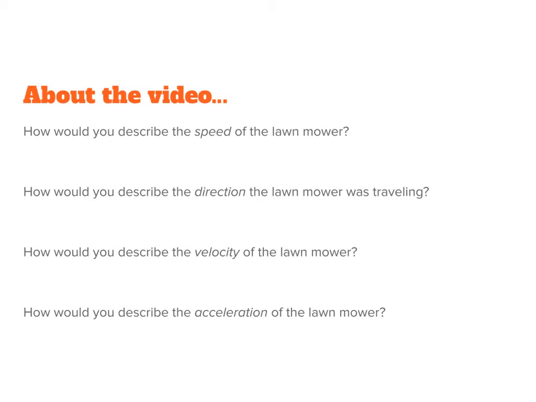If you checked out this video or if you could just imagine it, the first question is, how would you describe the speed of the lawnmower? If you cut the lawn, you know this already, but the speed of the lawnmower, even when you're turning, and even in this video as it's turning, is constant. It's going at a constant speed. But how would you describe the direction of the lawnmower? The direction is constantly changing. It's moving in a circle, so it's always changing. So the speed is constant, but the direction is changing.